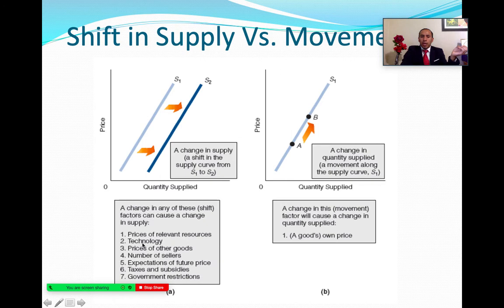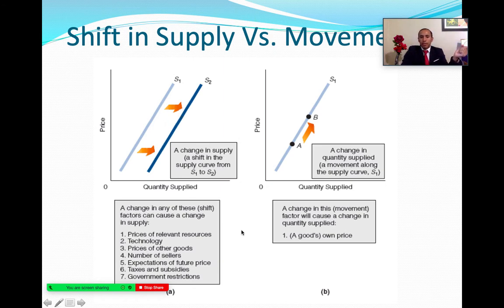Technology, other goods and services that are related in production, the number of sellers. If you have more competitors, that increases the supply and availability of the good. The supply curve increases. Expectations about the future can also shift the supply curve. Taxes and subsidies: lower taxes to businesses may encourage them to supply more, or subsidies. If you subsidize a business, they can supply more potentially.